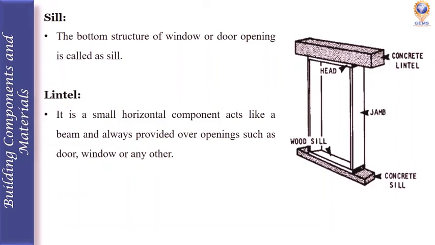Next is sill and lintel. These sill and lintel are present in a window or door opening of a building structure. We can see them both in a single window and a door opening. If you have a door opening or a window opening, the bottom structure of the window or door opening, we call it a sill. The top structure of the window or a door opening, we call it a lintel. This is the sill and the lintel.